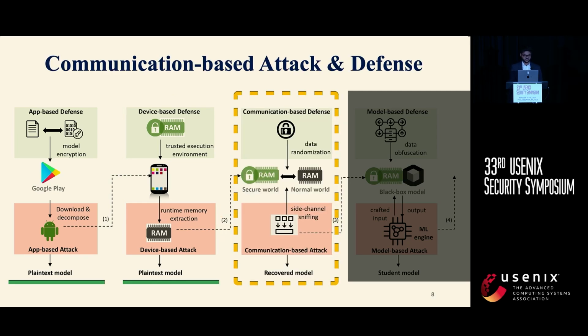The next threat model is the communication-based attacks. Here, the attacker can sniff the communication between different memory regions and tries to recover data like the application runtime data, the power or memory access data, or the electromagnetic data. Based on that data, it tries to recover either a partial model or sometimes the entire model. To defend against these attacks, defenses use techniques like data randomization or obfuscating the sensitive information from the model.